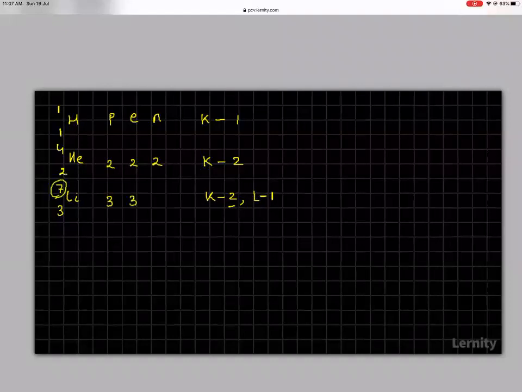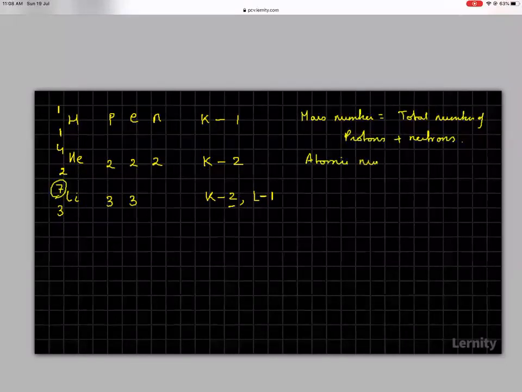Mass number is the total number of protons plus neutrons. I will write it here. Mass number is equal to the total number of protons plus neutrons. Atomic number is equal to the total number of electrons, which is equal to the number of protons.